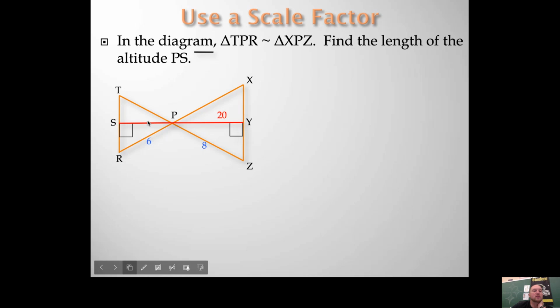In this diagram, we have two triangles that are similar. So here's triangle TPR. It's similar to triangle XPZ. So that means we know 6 things. We know which angles are congruent. We know which sides correspond. Find the length of the altitude for segment PS. So if these two triangles are similar, let's find the scale factor.